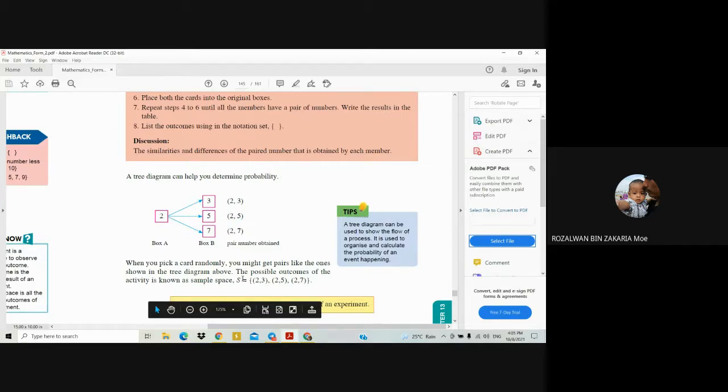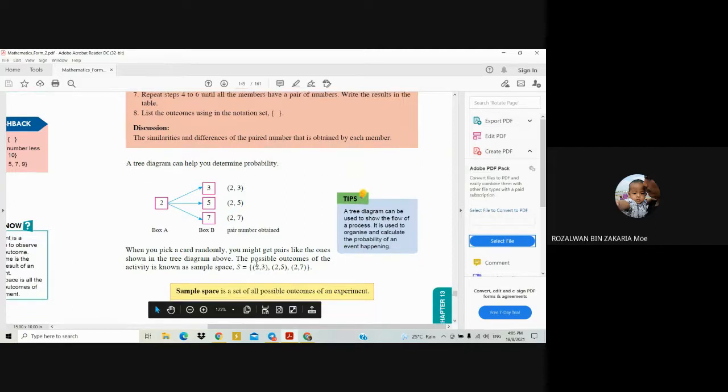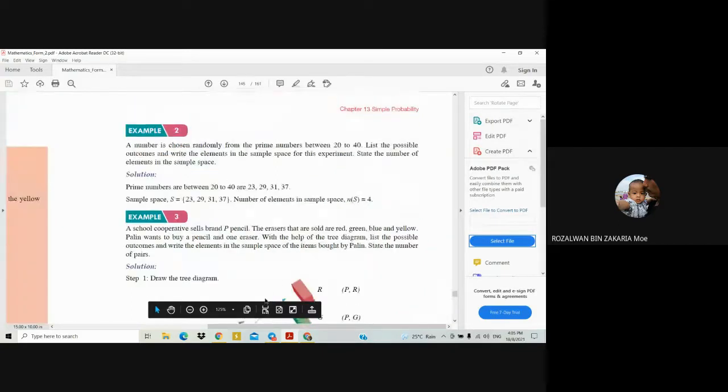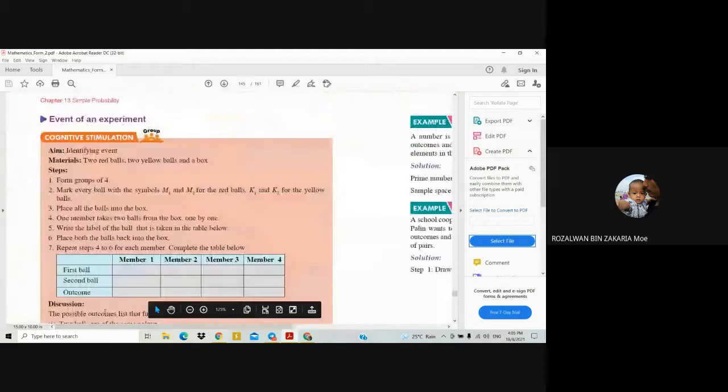Capital S, the sample space, is equal to, and remember for the sample space you have to use set notation like this. Inside the set notation, you write all the possible outcomes: (2, 3), (2, 5), (2, 7). By definition, the sample space is the set of all possible outcomes of an experiment. Okay, look at this one.